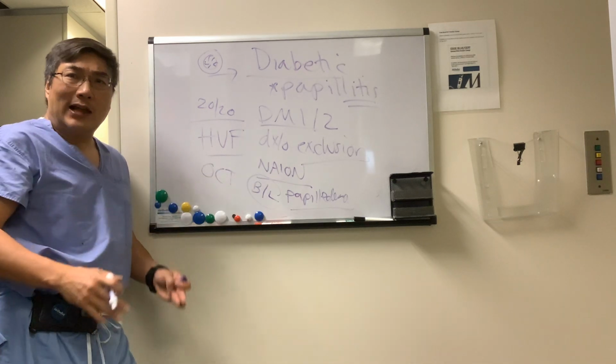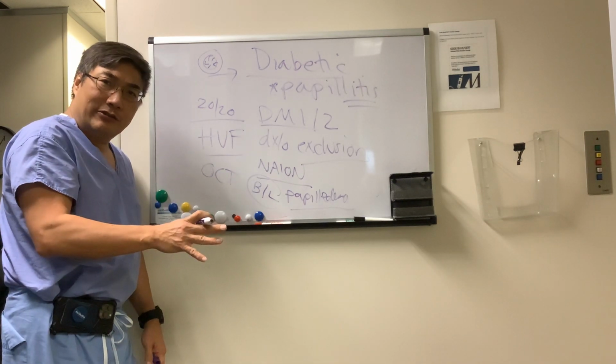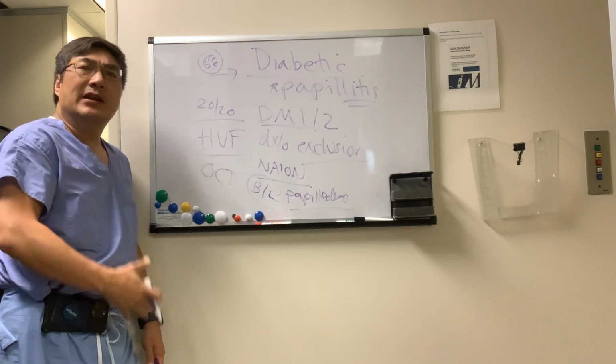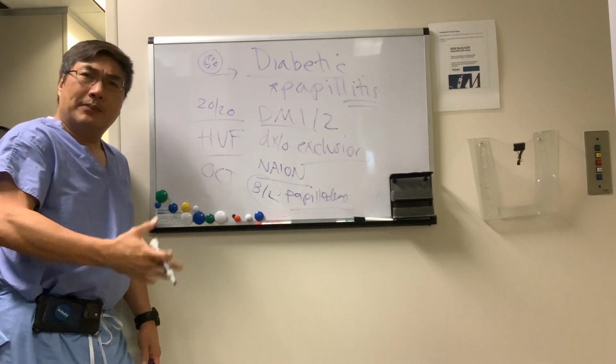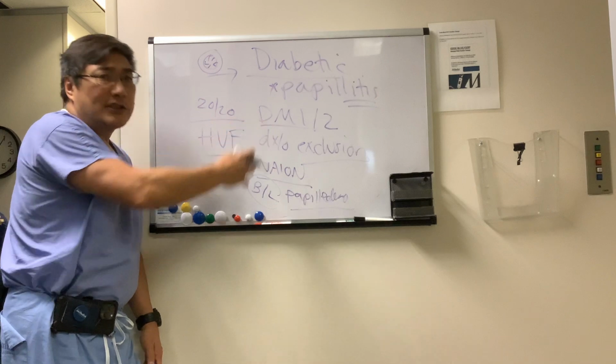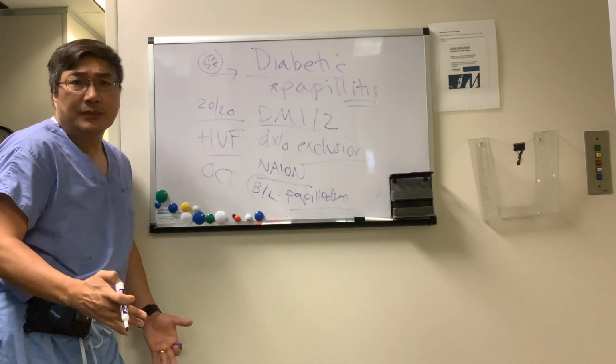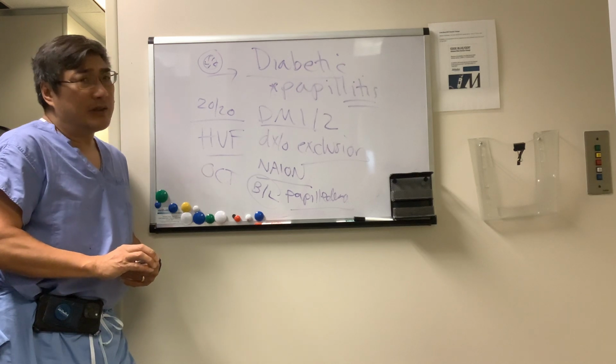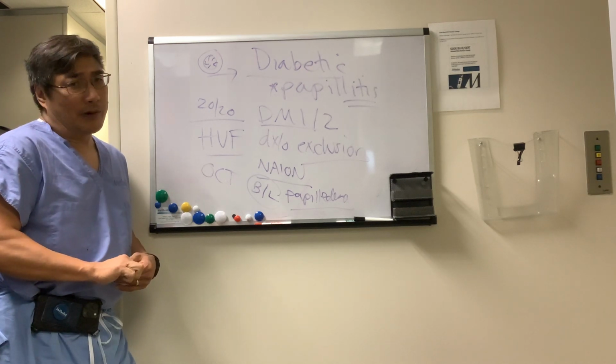Bilateral more than unilateral is more convincing, but it can occur unilaterally. Normal acuity, normal field. These are the things that are going to make you say, this looks like diabetic papillitis. The presence of the retinopathy doesn't help at all. Could be there or might not be there. And so it's determined by whether you're a lumper or a splitter.